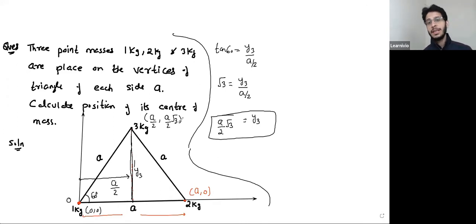Sania, coordinates mean length, not mass. If I'm asking the x and y coordinates of a point, that means the separation of this point from the origin along the x-axis and along the y-axis. The origin point has coordinates 0, 0. Since this point lies on the x-axis, its y coordinate is 0. The separation from the y-axis is the x coordinate, and the separation from the x-axis is the y coordinate.